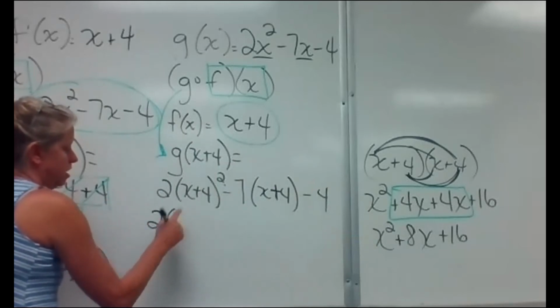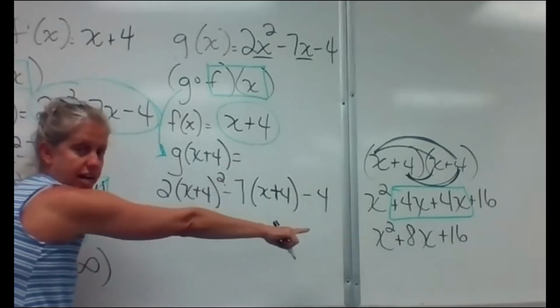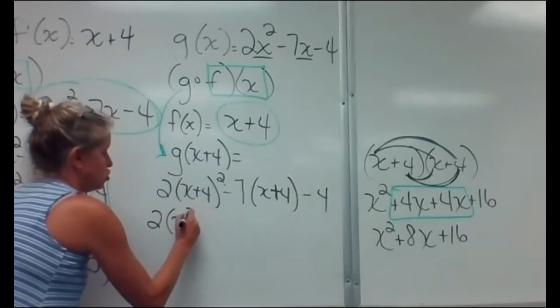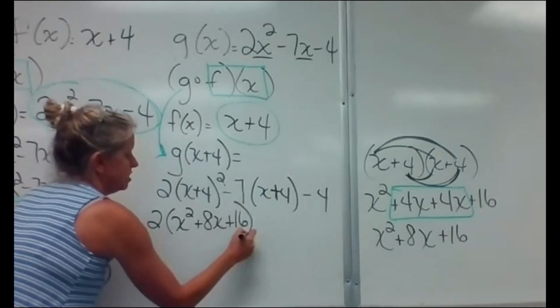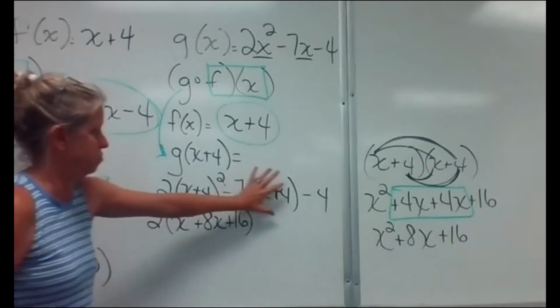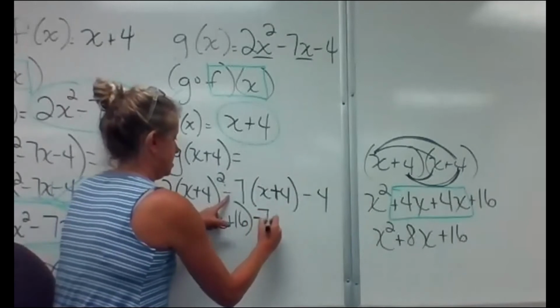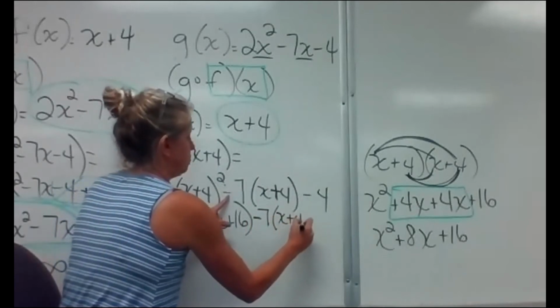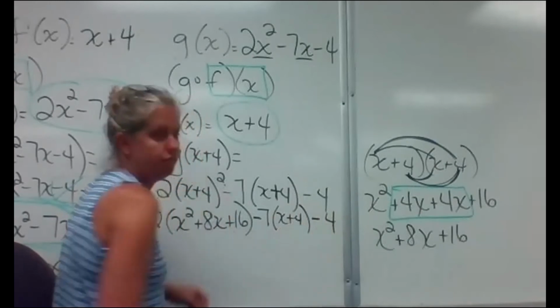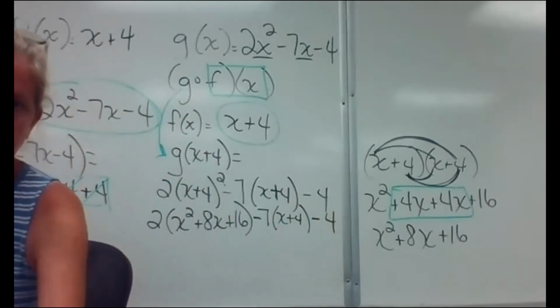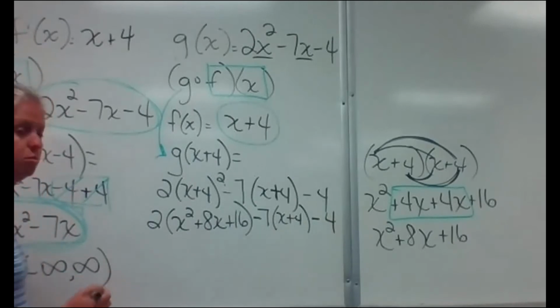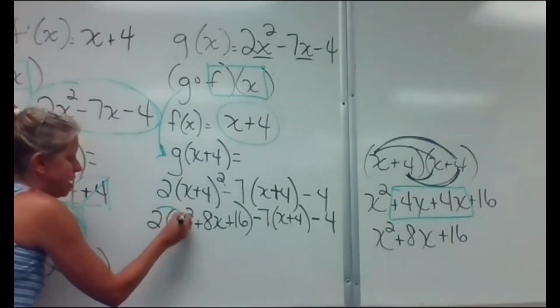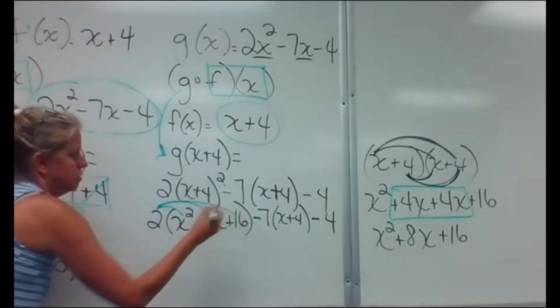So that'll look like this. 2 times x plus 4 squared. I solved over there. So that's x squared plus 8x plus 16. I'm just going to bring the rest of this down. Minus 7 times x plus 4 minus 4. I told you this one got kind of complicated. Now, remove your parentheses. How do you do that? You multiply everything inside by what's bumping up against them.